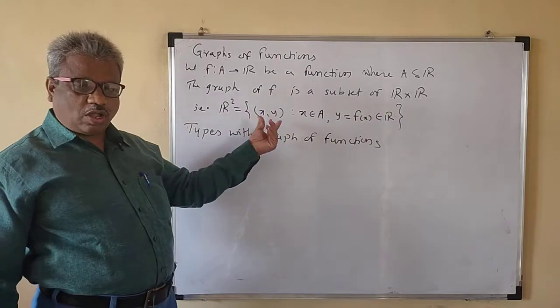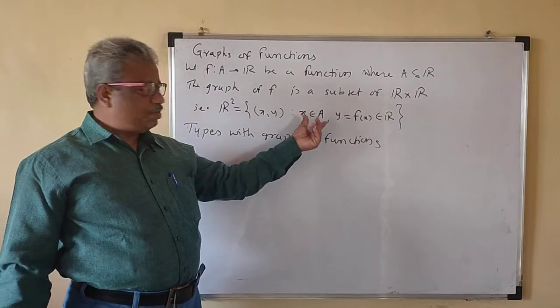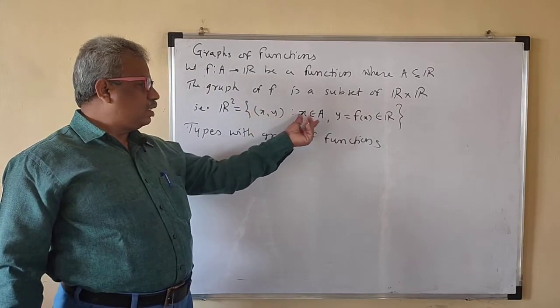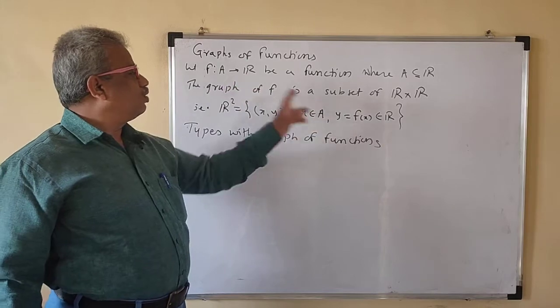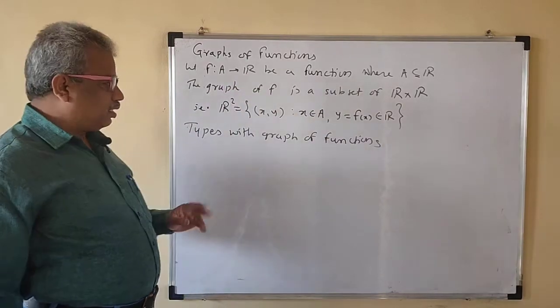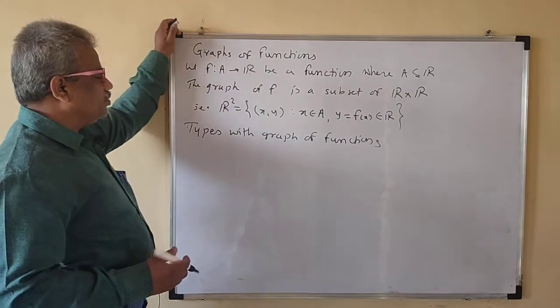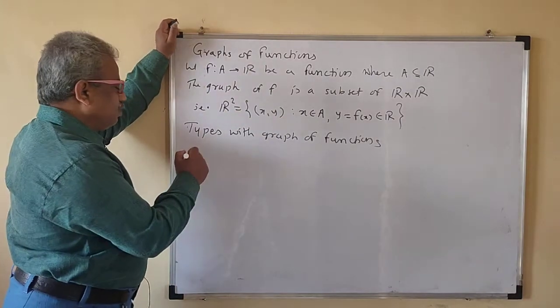That means the set of all ordered pairs (x, y) such that x is in A and y is equal to f of x. So that is the graph, because this is a real valued function. Now we'll see the types of functions with their graphs.